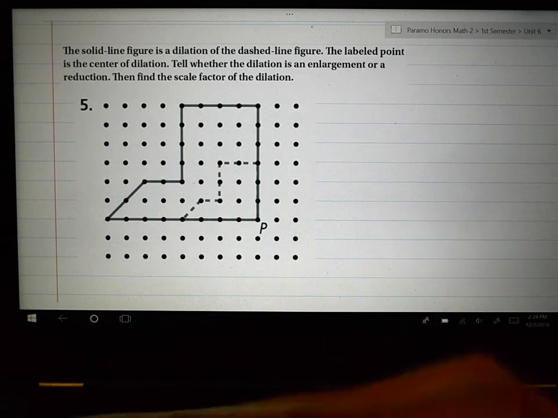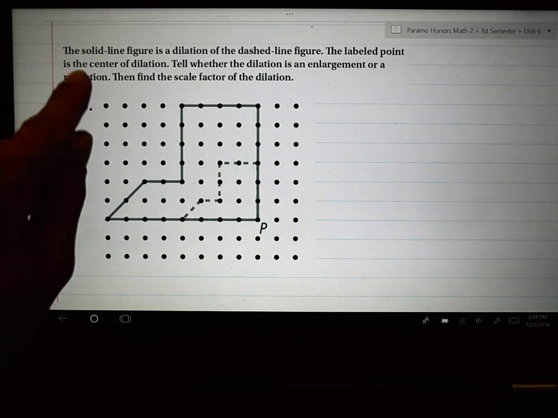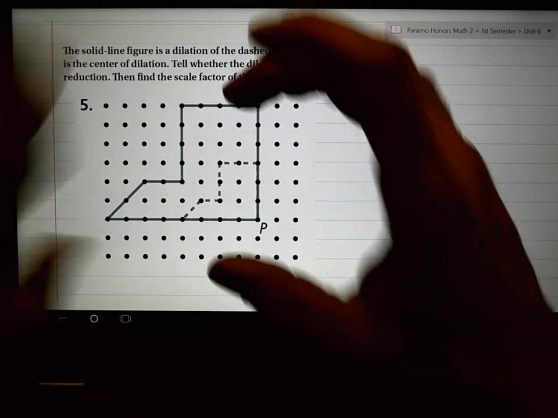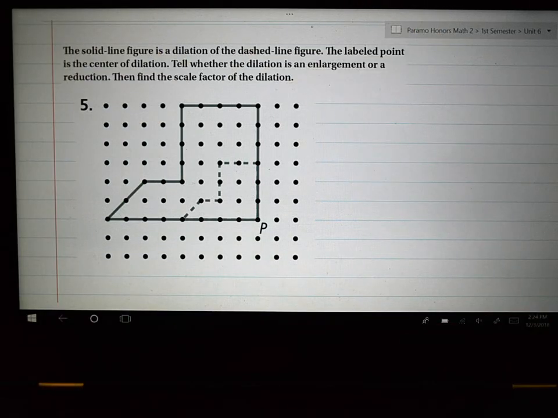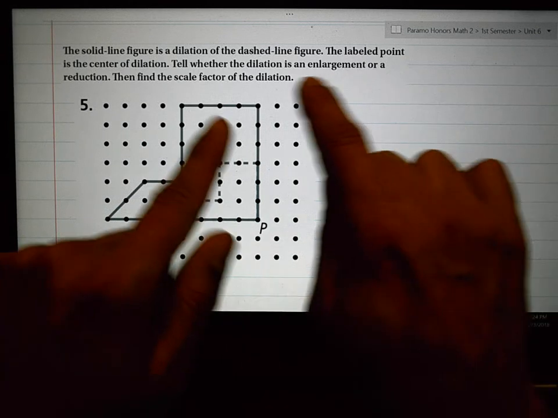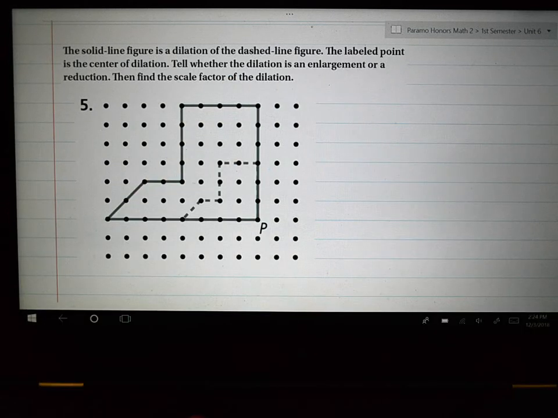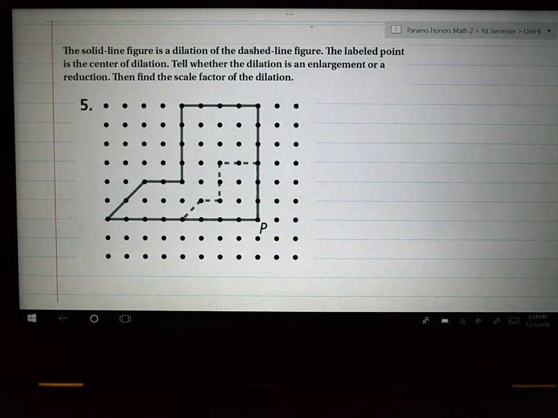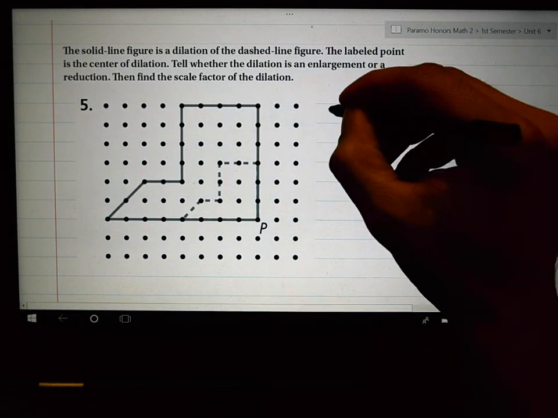The solid is a dilation. That was what happened after. The solid is the after. The solid is the image. So this is the after and the before is the dotted. Tell whether the dilation is an enlargement or a reduction. Enlargement or reduction, say what you think it is out loud. Go for it. Enlargement. I agree.